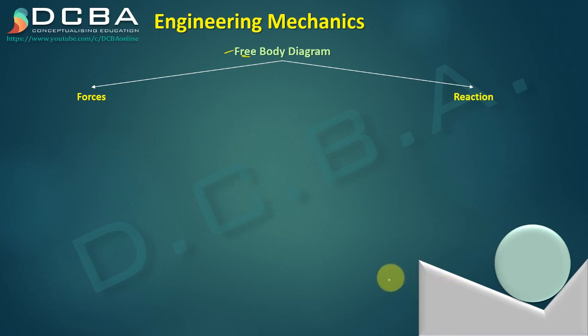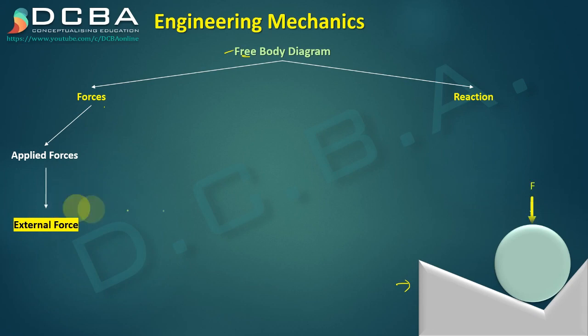For example, you see this is a platform on which a sphere or a ball is resting. Now what are the different types of forces and different types of reaction that could be acting on the ball? First we'll learn about the forces. So there are two types of forces basically. First is applied forces, that is external forces, any external force which is coming on this ball. For example, you can see this force which is being applied on this ball.